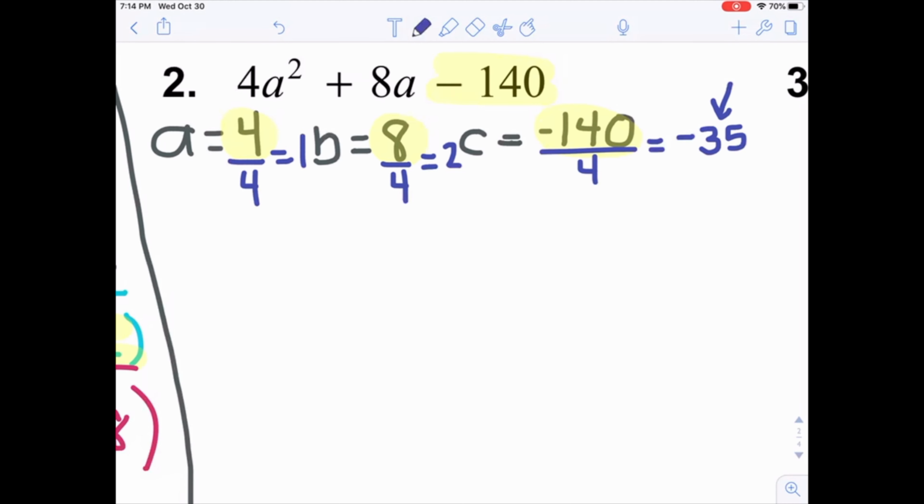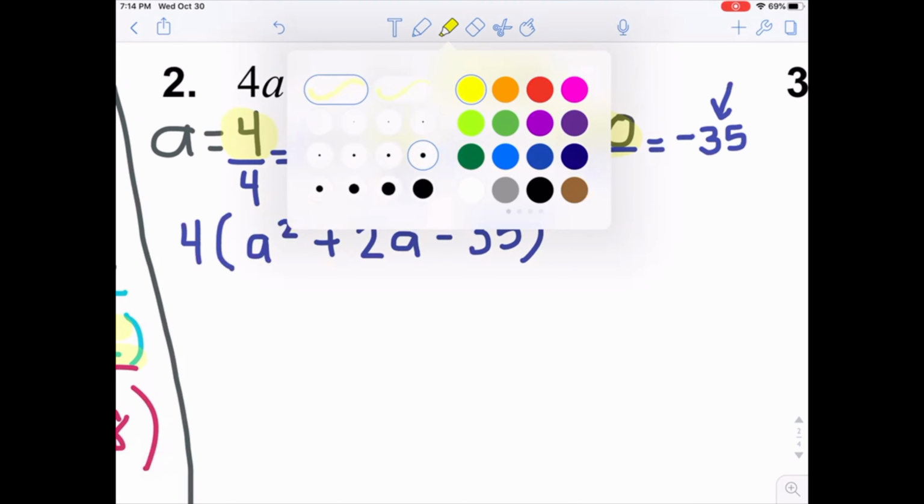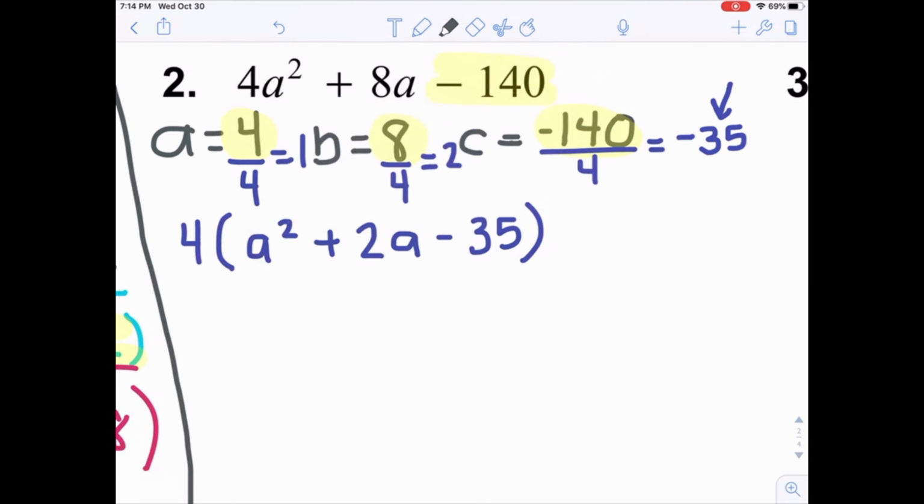So now, we're going to rewrite the question with our new letters. So we have 4 times a squared plus 2a minus 35. Now, doesn't this look a whole lot easier and a lot more like what we've done previously? So, let's re-identify our letters. So, we have A equals 1, B equals 2, and C equals a negative 35.